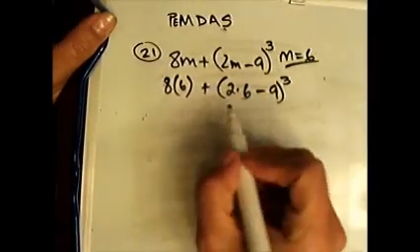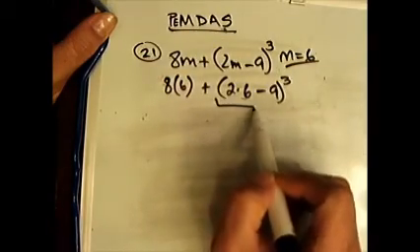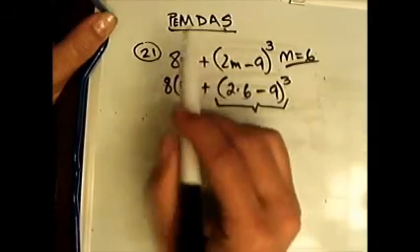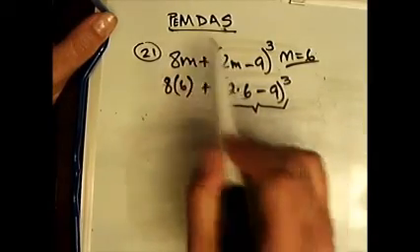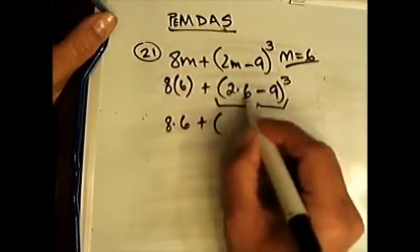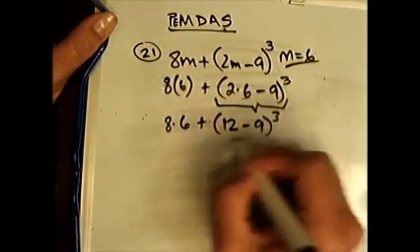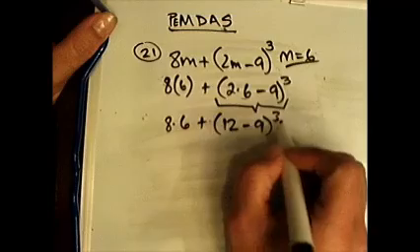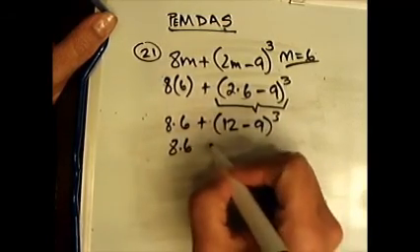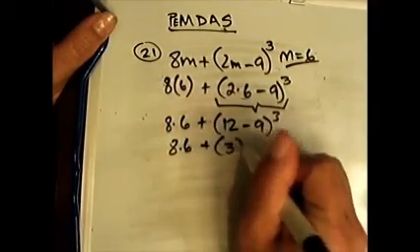You have it cubed. So remember your PEMDAS, parentheses first. So we need to work what's in here first, okay? So, inside the parentheses, you have a multiplication, so you need to do that first. So 8 times 6 plus, in your parentheses you have 6 times 2, which is 12, minus 9 cubed. You still have to complete what's in the parentheses before you get that exponent done. So, you have 8 times 6 plus, now what's 12 minus 9? 12 minus 9 is 3.